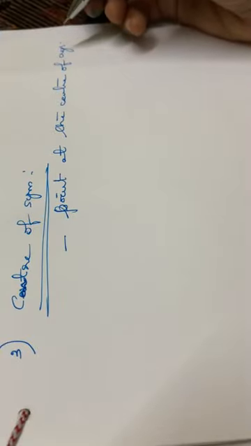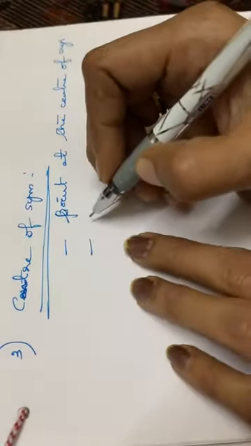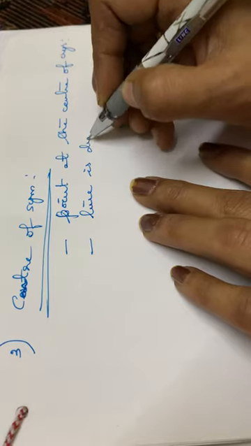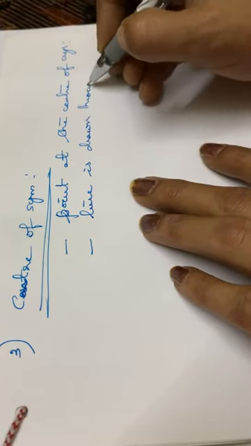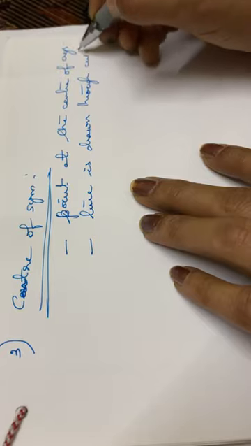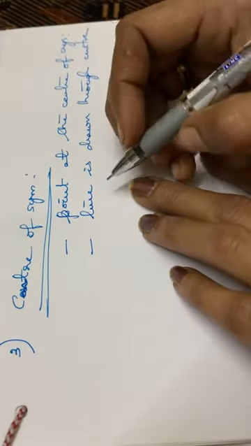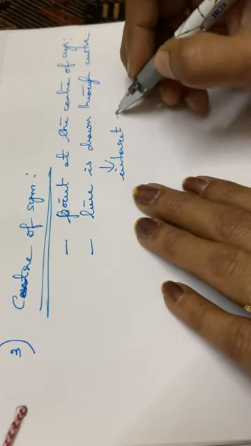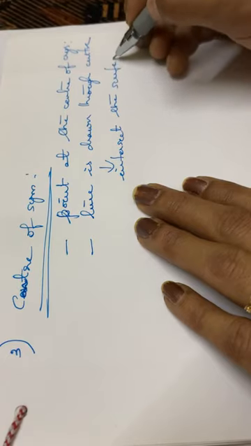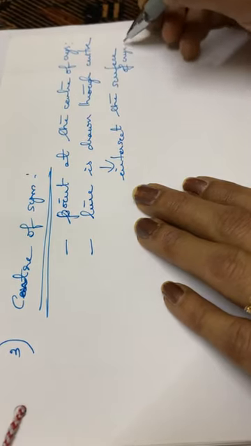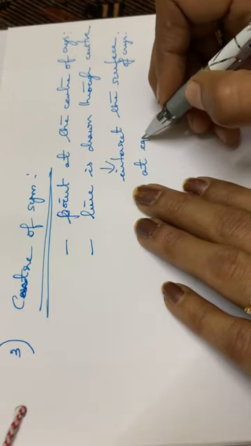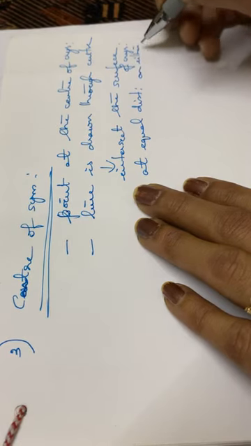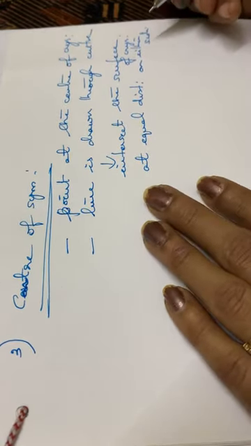And also, when a line is drawn through the center, it will intersect the surface of the crystal at equal distance on either side. So this is the definition of the center of symmetry.